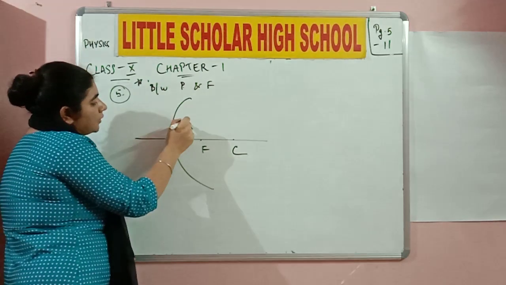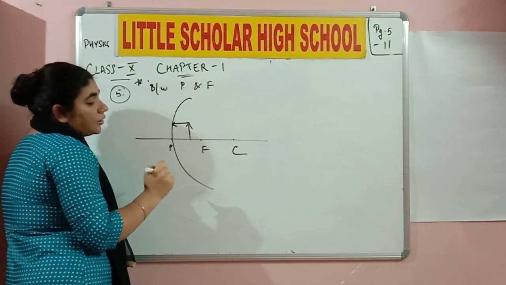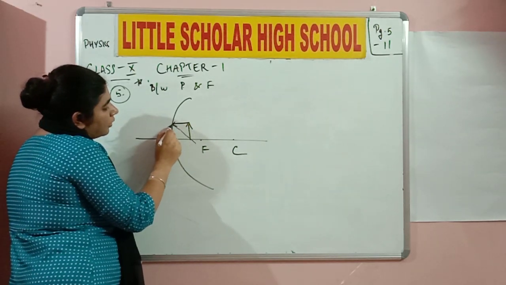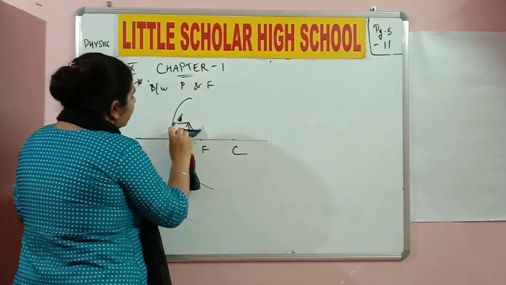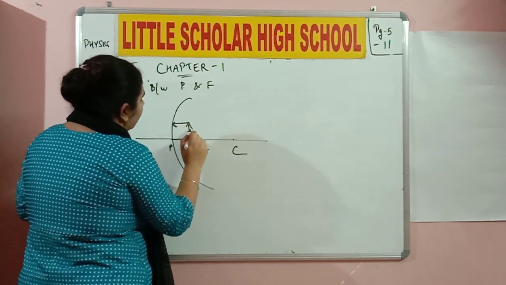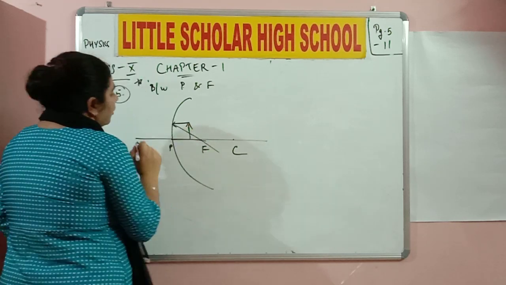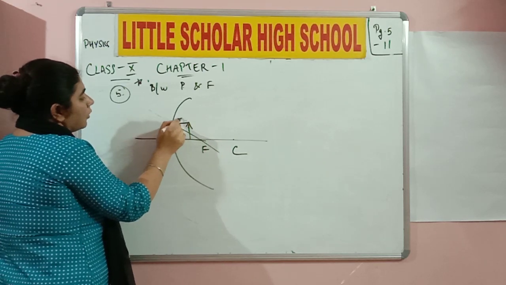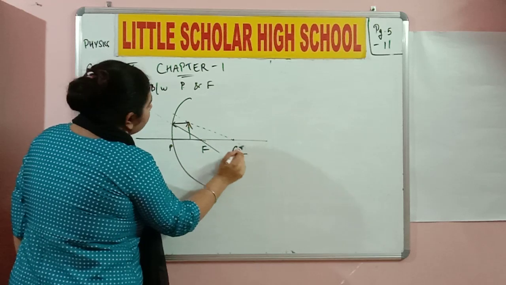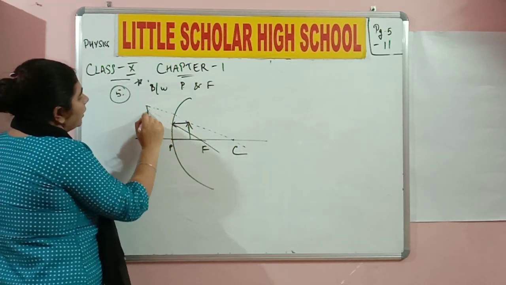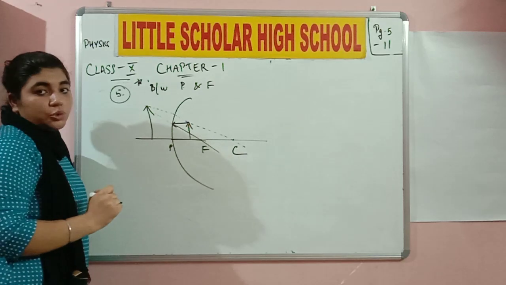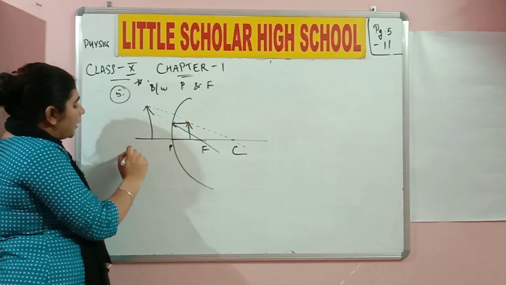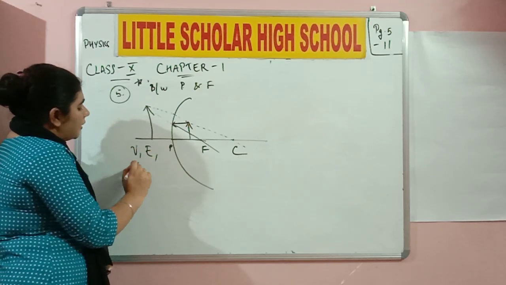Okay, so the incident ray passes over here. Okay, and the reflected ray is going to pass through the focus. Because it is between P and F, the resultant image is going to be behind the mirror, which is virtual, erect, and enlarged. Okay with everyone? So the nature of this particular image is going to be virtual, erect, and enlarged.